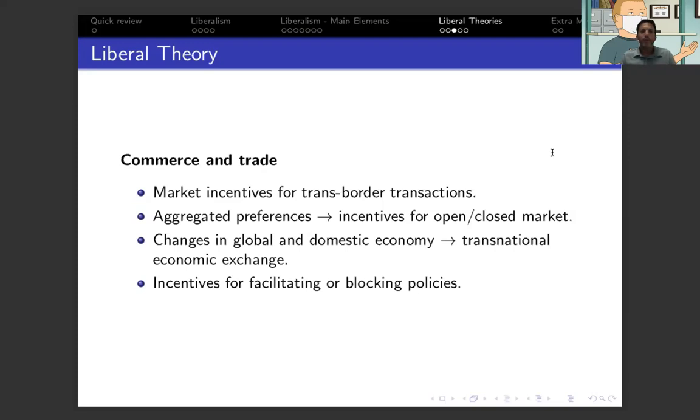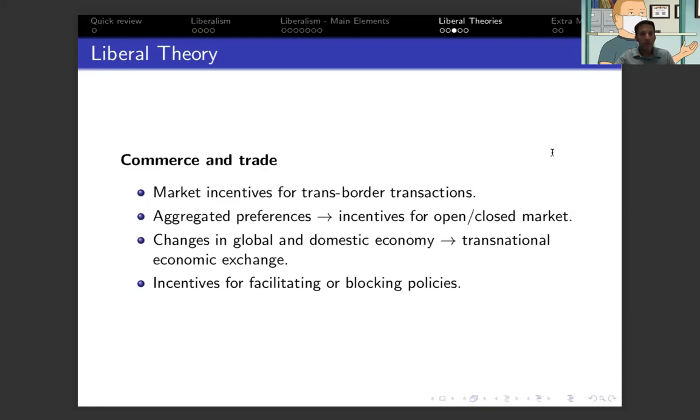This is a view of free trade which stresses the interaction between aggregated preferences and different obstacles that states face. The market structure in this case is a very important element, and that creates incentives for some states to pursue policies that open their economies, and in other cases, those states have incentives to close the access to their economies. So that's the idea behind those aggregate preferences and obstacles.